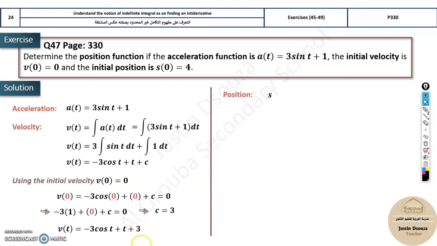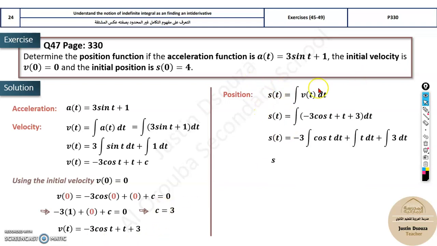Same thing will be repeated now from velocity. You can find the position by integrating the velocity. It'll be minus 3 integral of cos t. Integration of cos t is just sine t. So minus 3 will remain, sine t, over here t squared by 2, 3t plus c.